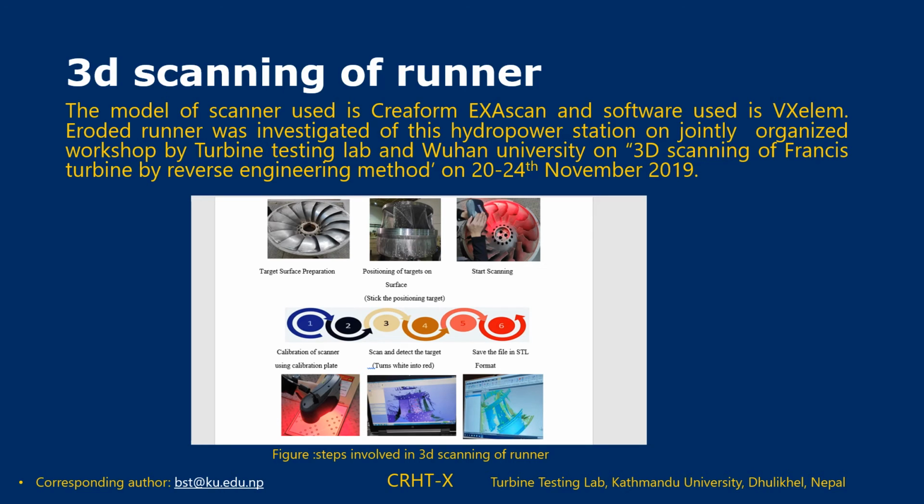Then we position a target on the surface. What we do is we put white dot-like structures in a triangular shape so that the scanner can detect it properly. And finally it is extracted into the CAD model, then we save it in the STL format. So this is the whole process that was involved in the workshop organized by Turbine Testing Lab and Wuhan University for 3D scanning of the runner.